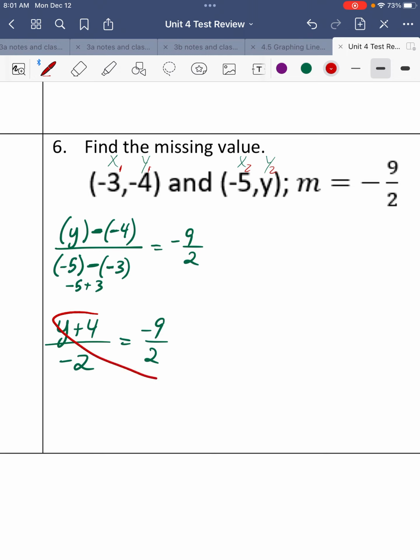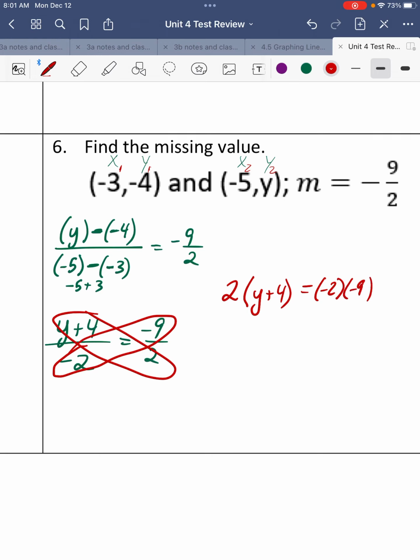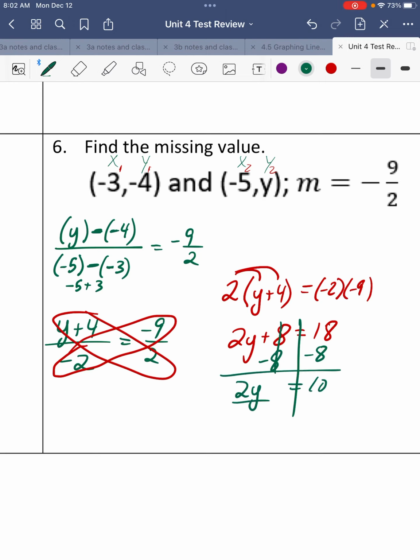Now we're going to cross multiply, so 2 times y plus 4, and -2 times -9. We're going to distribute the 2. 2 times y is 2y, 2 times 4 is 8. -2 times -9 is +18. Let's do a quick solve on this two-step equation. We're going to combine our like terms, constants, and divide by 2, and you get y equals 5.